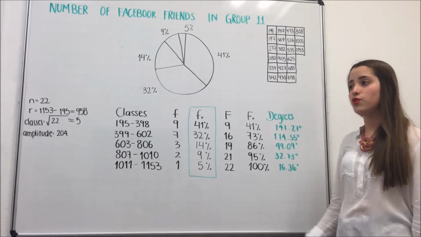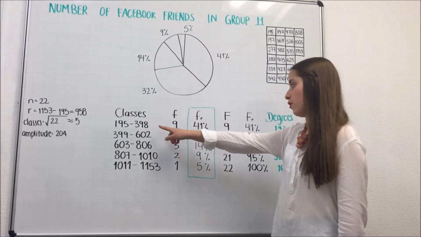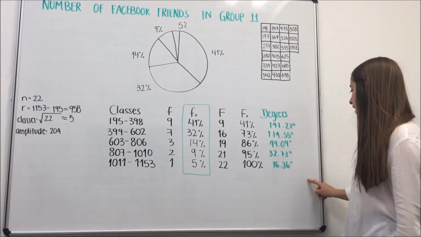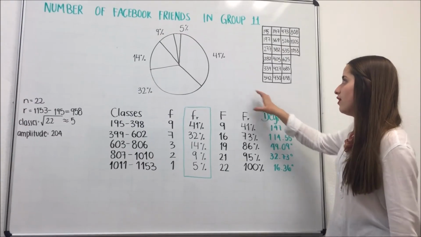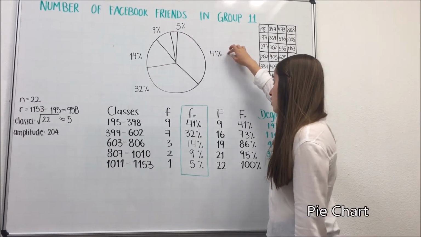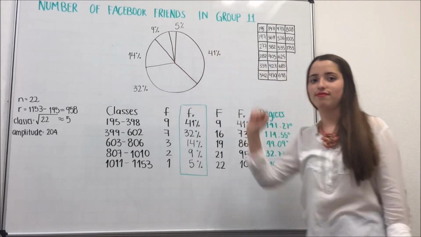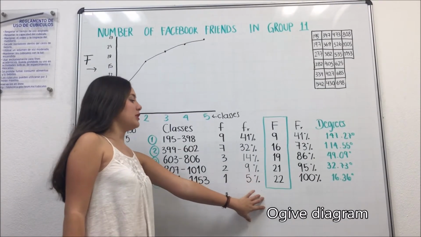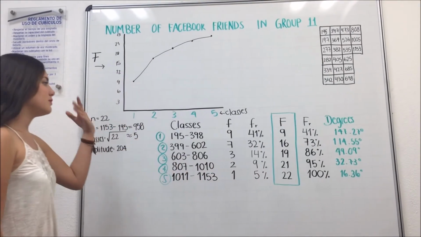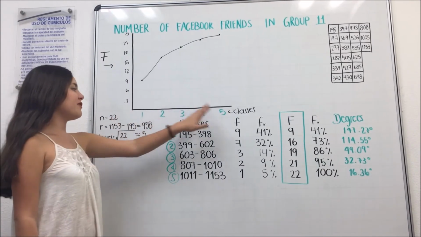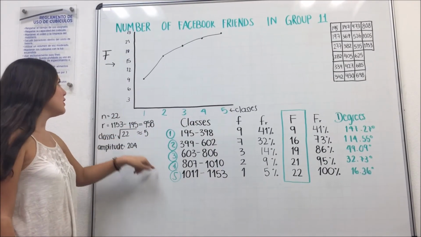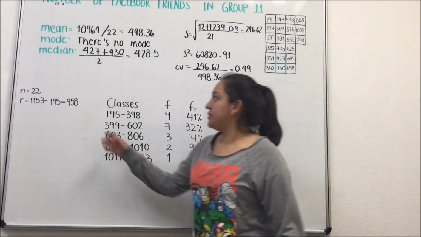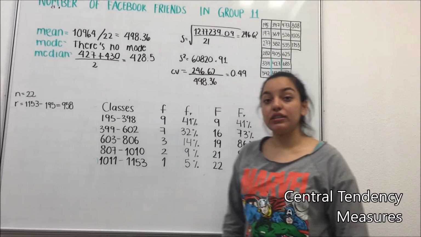The next thing we did was to get the degrees each class was going to represent by using the relative frequency. So here we have the degrees, and once we had them, we did our pie chart, which represents the percentages each class takes. Then, to make the ogive diagram, we have to take into account the accumulated frequency and put it in there, where 1, 2, 3, 4, and 5 stand for the number of classes, and this is their accumulated frequency.